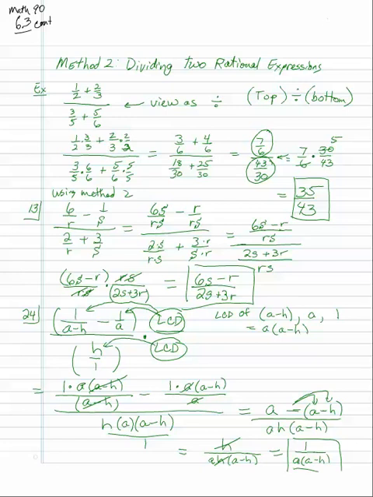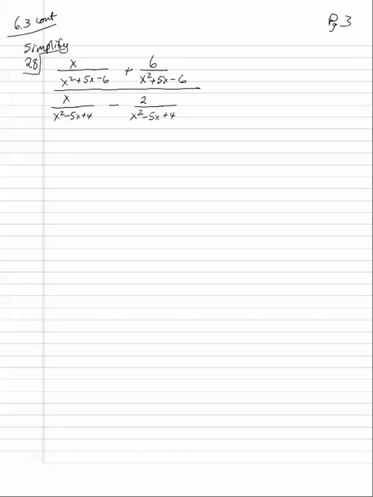Alright, let's try another one. So on this one, my first step is I'm just going to go ahead and factor all the denominators. So factors of 6 that subtract to 5, so that's 6 and 1. Put in my signs, bigger one's positive. Signs are different. And then the next one, oh, it's the same thing.